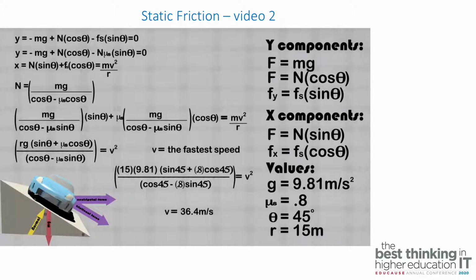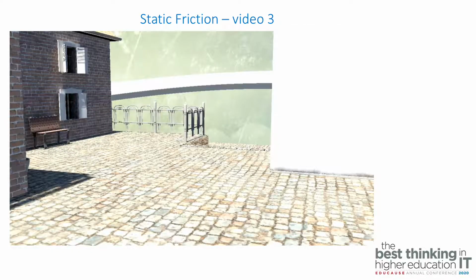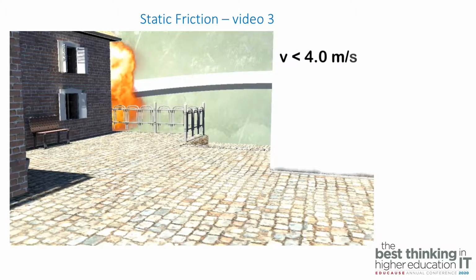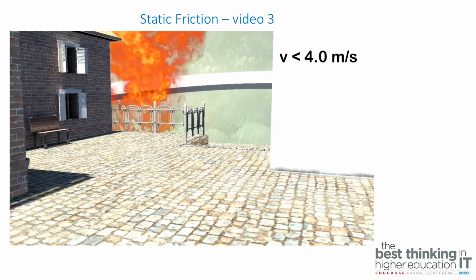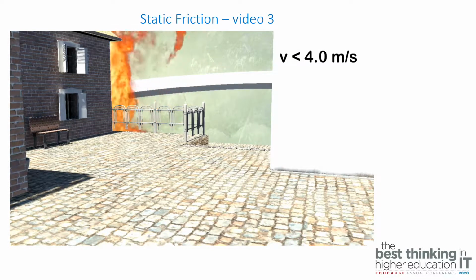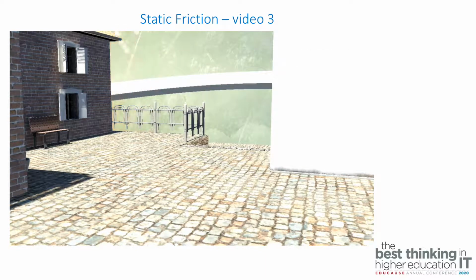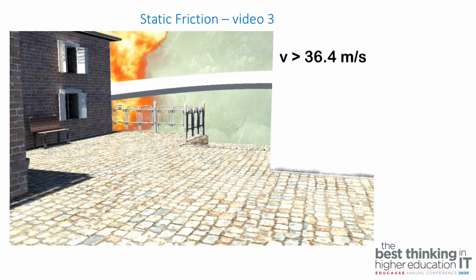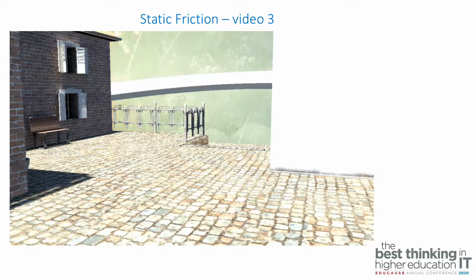36.4 meters per second is the fastest speed that the car can safely go. So we know that at speeds of less than 4 meters per second, the car falls into the center of the turn. At speeds greater than 36.4 meters per second, the car flies off the road. And at speeds in between these values, the car makes it safely around the turn without exploding.